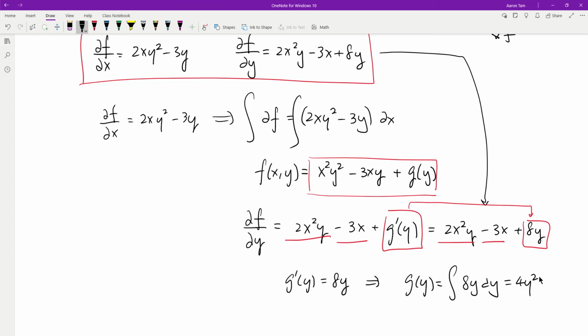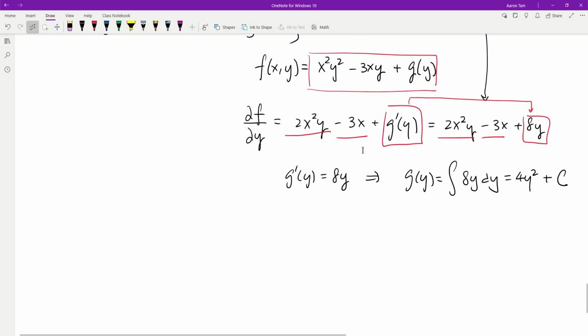Now remember, when we integrate, we have to put in a constant of integration. In this scenario, since we already know that g of y cannot have x in it, but it can still have something that is considered constant when I differentiate with respect to y, and that is just a regular constant. So I'm going to call that c. And that gives me what g of y is.